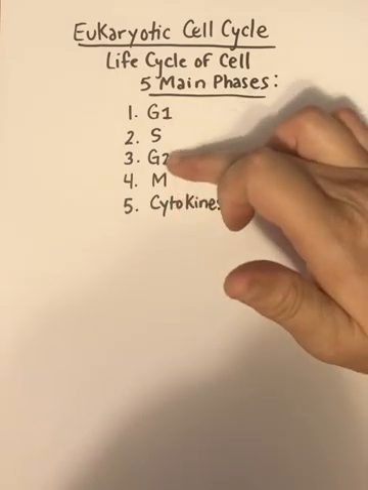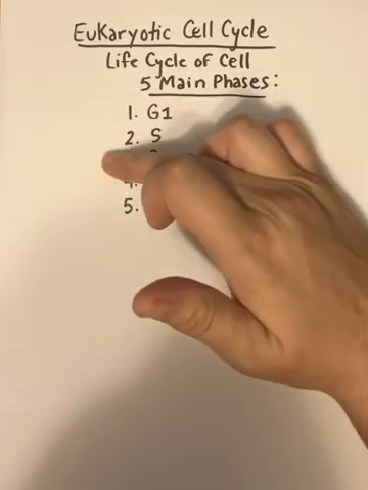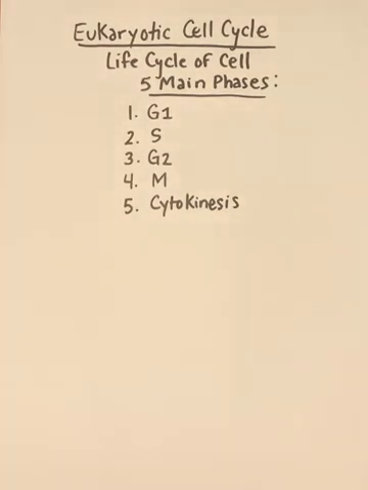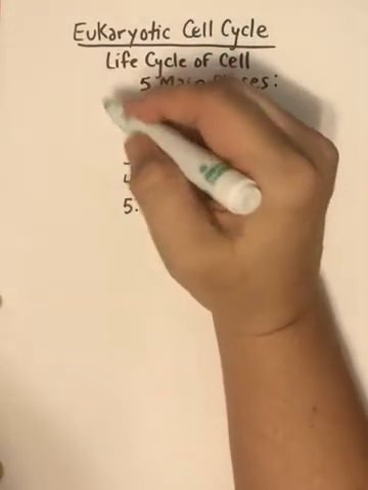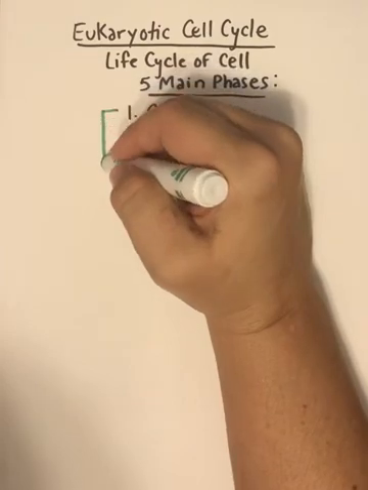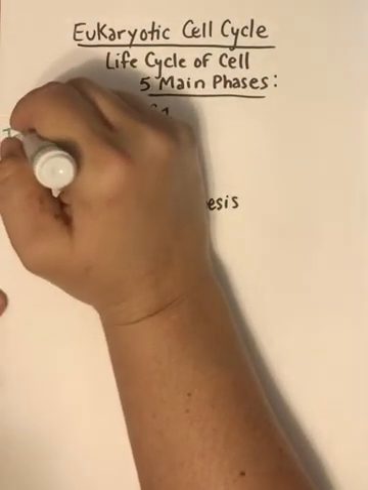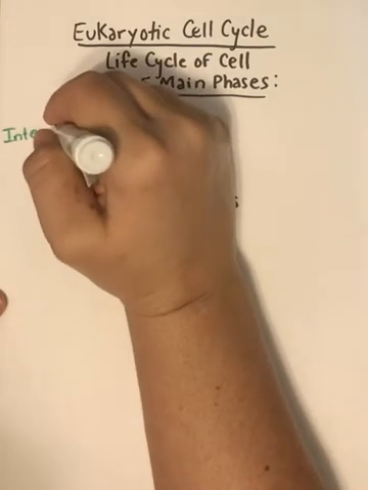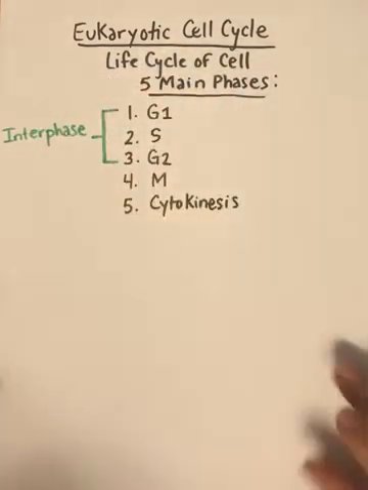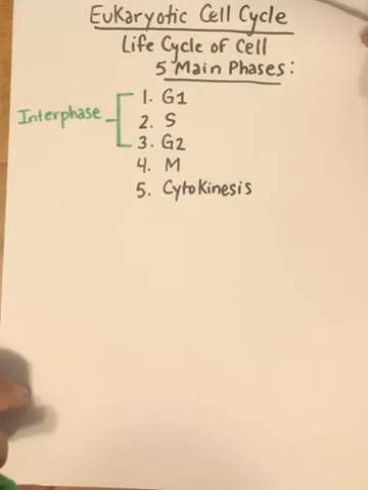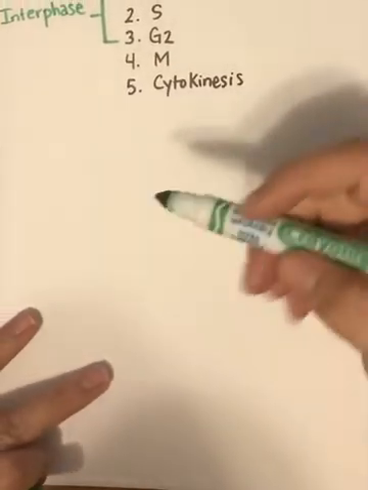Now, the first 3 actually are a sub-phase of the cell cycle that we call interphase. When we talk about interphase, interphase is the longest part of the cell cycle. So these 3 phases basically make up a phase of the cell which we know as interphase. Interphase is the longest portion of the cell cycle. So I like to draw a circle to describe this.